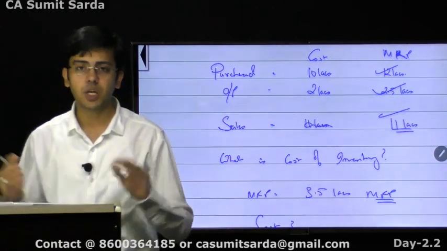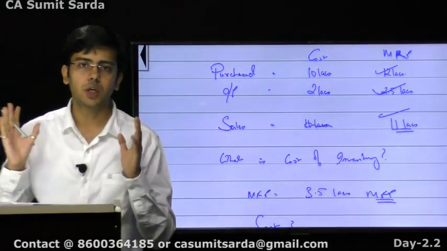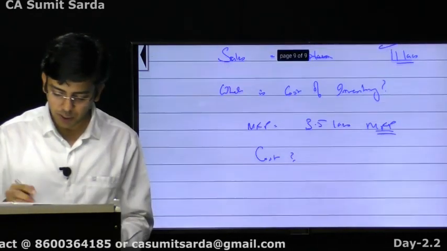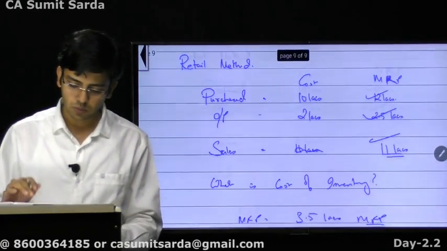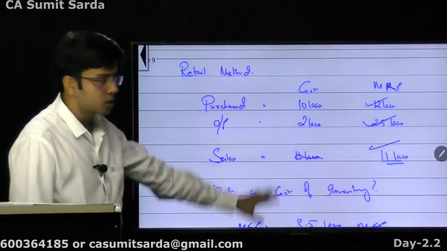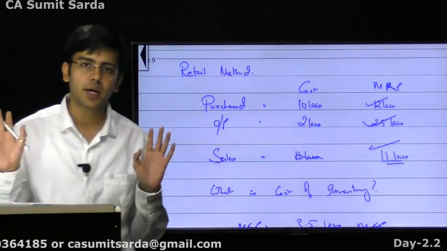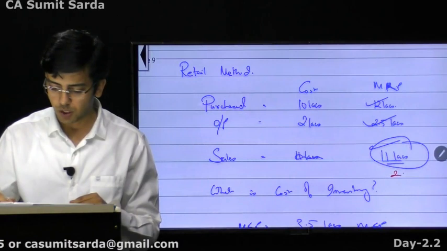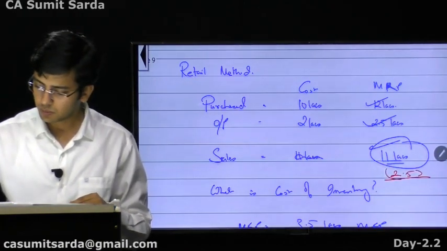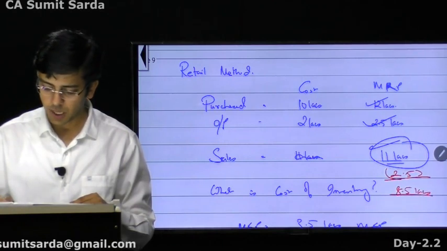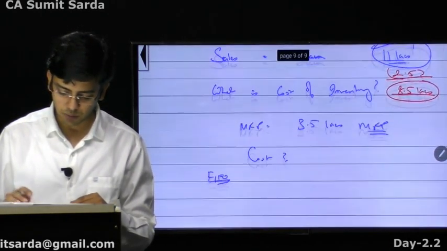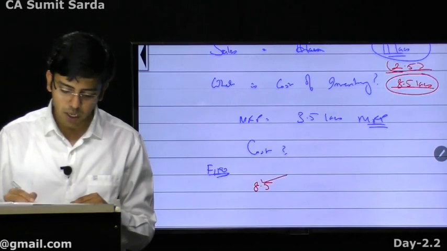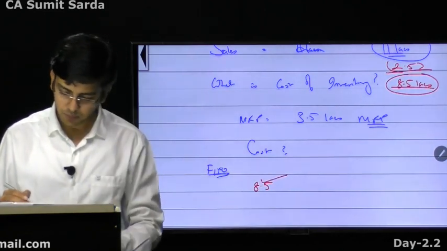Sir, we have two techniques available: first in, first out, or weighted average. If I am valuing it as per first in, first out, I will assume opening stock was sold first. 2.5 lakh has been sold first. Out of this 11 lakh, what we have sold is 2.5 lakh rupees worth of goods from opening stock. So if I reduce 2.5 lakh from this, what I get is 8.5 lakh. So I have 8.5 lakh rupees worth of sales from purchases during the year. Is it fine?